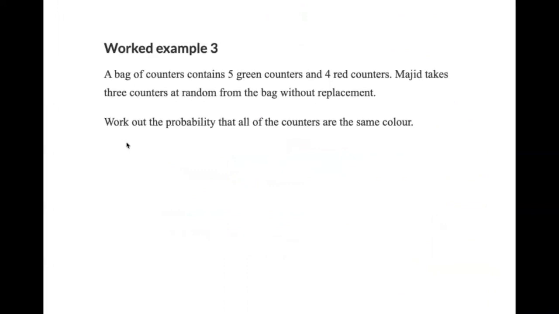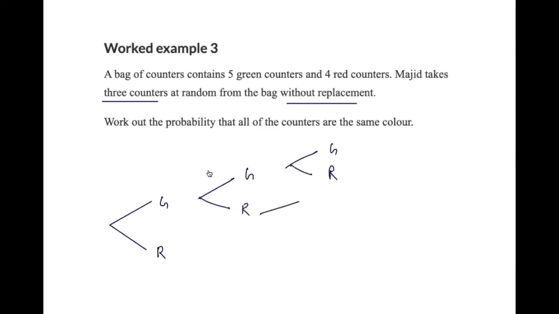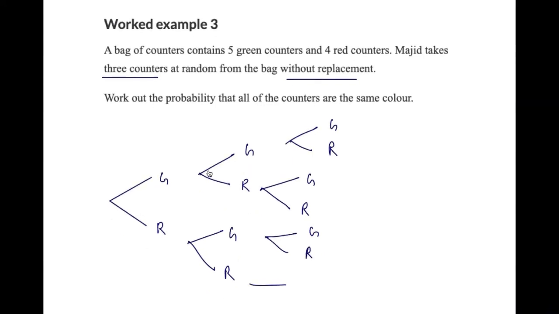Let's try this one. A bag of counters contains 5 green counters and 4 red counters. Majid takes 3 counters at random from the bag without replacement. That means every time the probability is going to be changing. So in the first trial, you can have either a green counter or a red counter. In the second trial, either a green or a red. In the third trial, either a green or a red. That's the tree diagram.